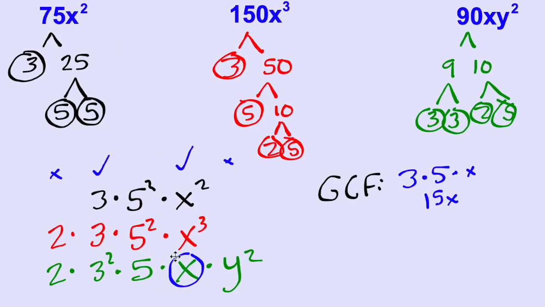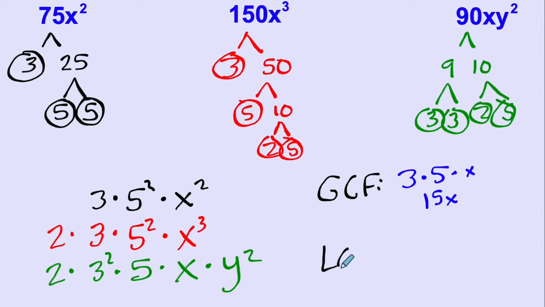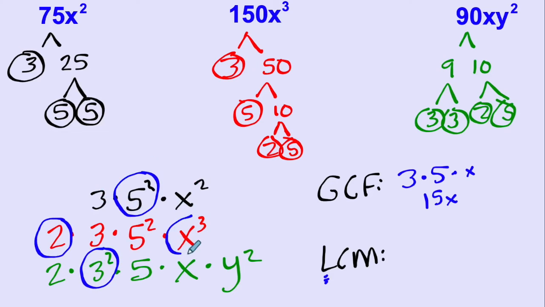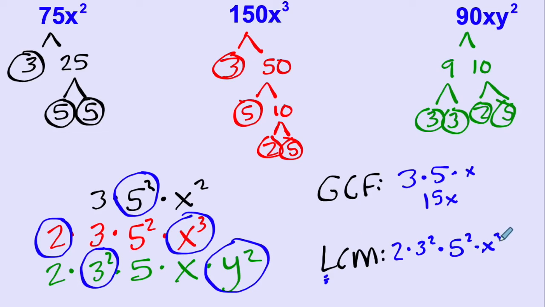So now let's look at LCM. We'll get rid of this work. LCM does not care whether the numbers are shared or not. They just want to know, does the number exist? We have 2s, and remember, LCM, it's kind of backwards. It says lowest or least, but we take the biggest 2. We have 3s, let's take the biggest 3. We have 5s, let's take the biggest 5. We have x's, let's take the biggest x. We have y's, let's take the biggest y. The LCM is going to be the result of 2 times 3 squared times 5 squared times x cubed times y squared.